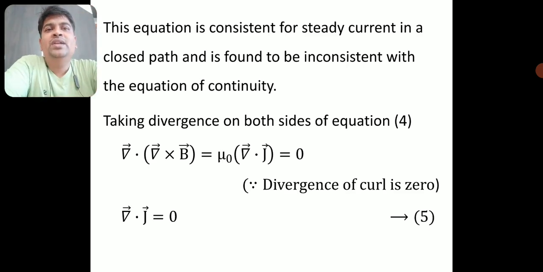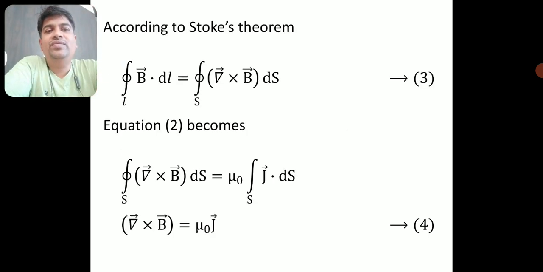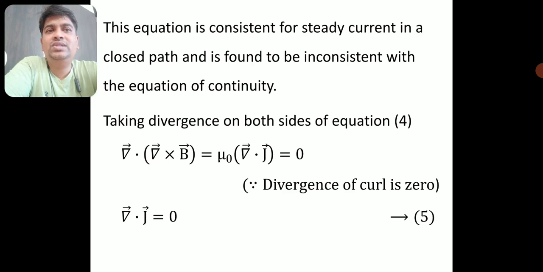Right. Now this equation number 4, which I have derived from Ampere's law, curl of B is mu naught J. This equation is consistent for a steady current in a closed path. And it is found that it is inconsistent with the equation of continuity. Students, I have derived the equation of continuity in the beginning of this chapter itself. So let us see how this equation is inconsistent with the equation of continuity.